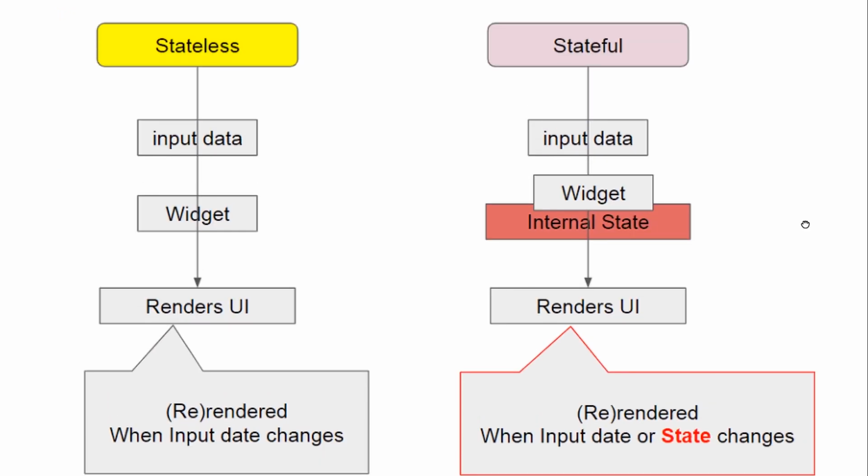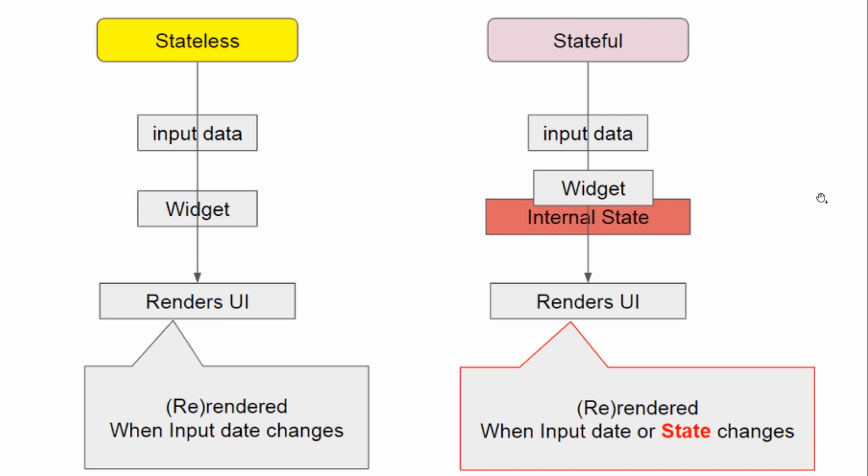Now, as a difference diagram of these widgets: stateless widgets take input data, a widget, and render the UI. They're re-rendered when input data changes. Stateful widgets take input data, a widget, and internal state, and render the UI, re-rendered when input data or state changes. So in this lesson, we are going to learn how to change them and how to create a stateful widget.